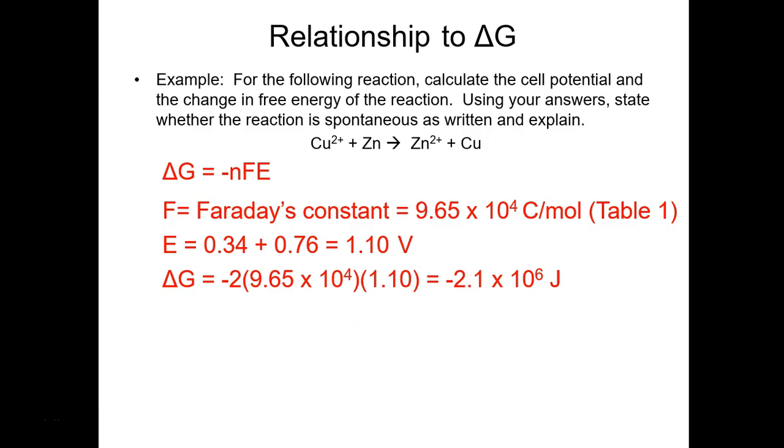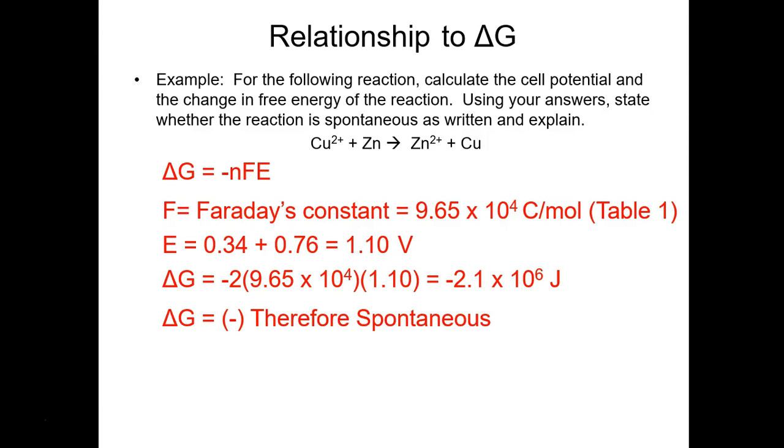Alright, so when we plug into the equation, we get negative 2. Now, the reason I put in 2 for the number of moles is that if you break that reaction into its 2 half equations, you'll see that 2 moles of electrons are transferred from zinc to copper. So we get negative 2 times Faraday constant times the cell potential, and we get negative 2.1 times 10 to the 6 joules. Alright, so we can say that this process is spontaneous because delta G is negative.